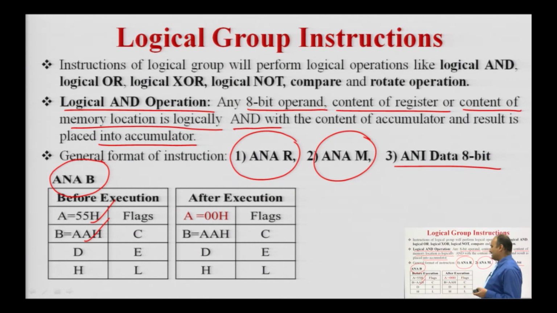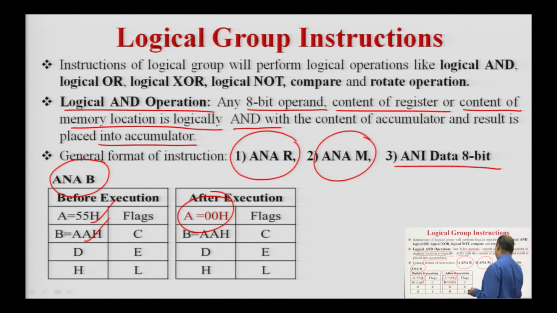When we logically AND the content of the accumulator with the content of the B register, the result is 00H. It means that the result is all 0, so the zero flag is set to reflect the result of operation. This is because if any of the inputs is 0, the output is 0. Accordingly we get the result: if we logically AND 55H and AAH, the result is 00.